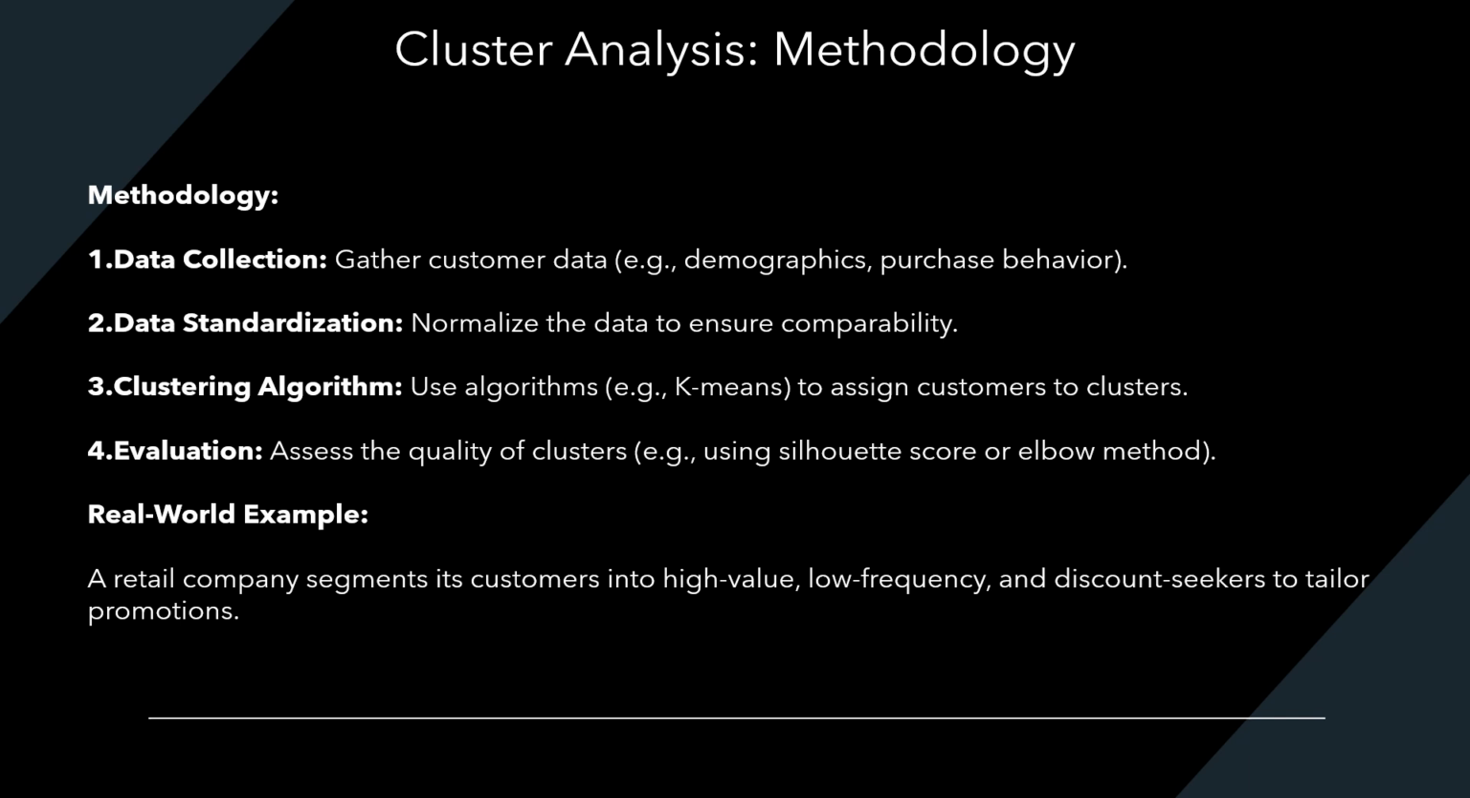Marketers often use methods like the Silhouette score or the elbow method to determine whether they've selected the right number of clusters. A real world example would be a retail company grouping customers into high value shoppers, frequent buyers, and discount seekers. Each of these groups can then be targeted with personalized offers, driving better engagement and loyalty.